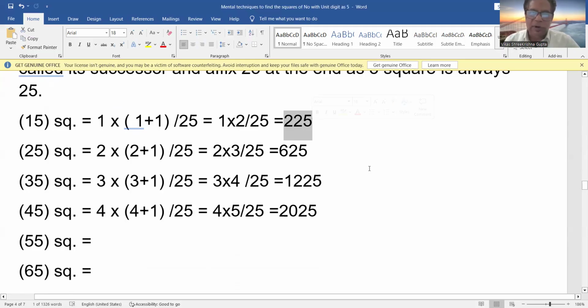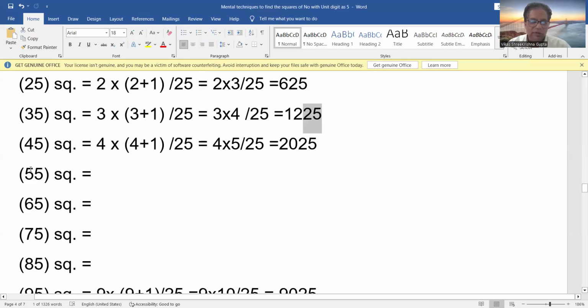In the same way for 25 square. Now 1 more than 2 is 3. So 2 into 3 means 6 and then followed by 5 square, that is 625. In the same way for 35 square. 1 more than 3 is 4. So 3 into 4 is 12. So 12 and then followed by 25. So the answer is 1225. So for any number ending with 5, the end two digits will always be 25. When the number is ending with 5, the square of that number will always end with 25 because the square of 5 is always 25. In this way, I have found up to 45 square.